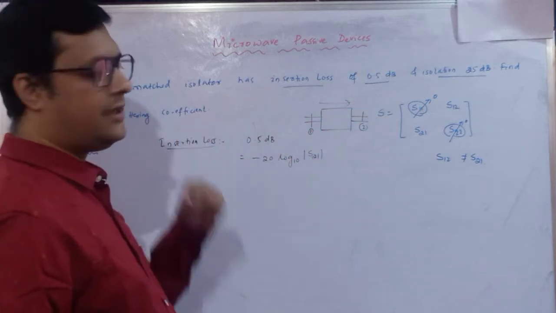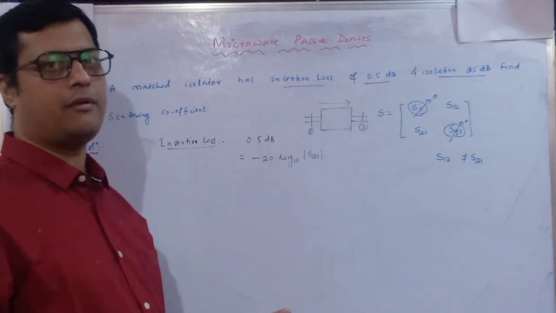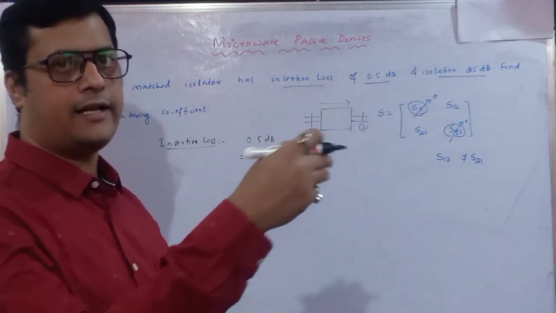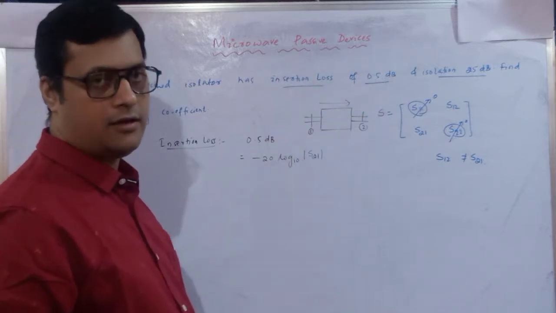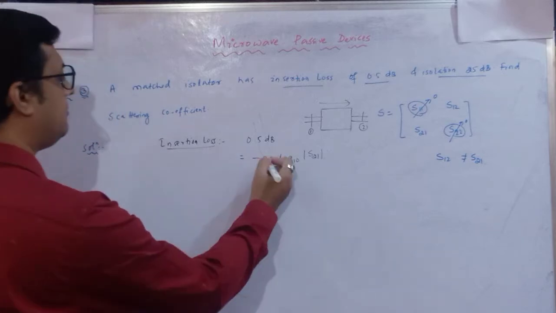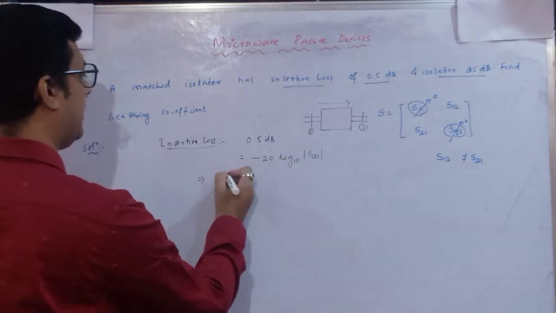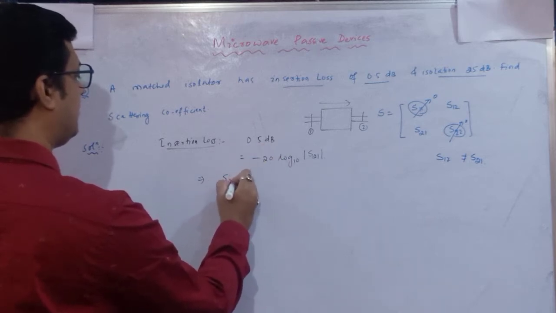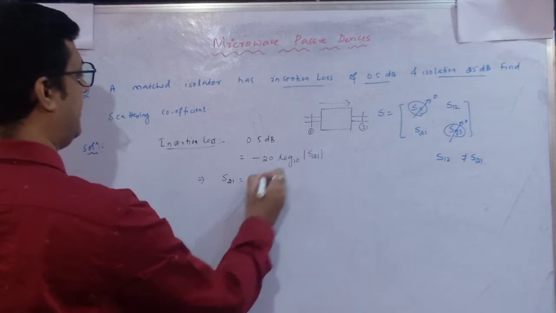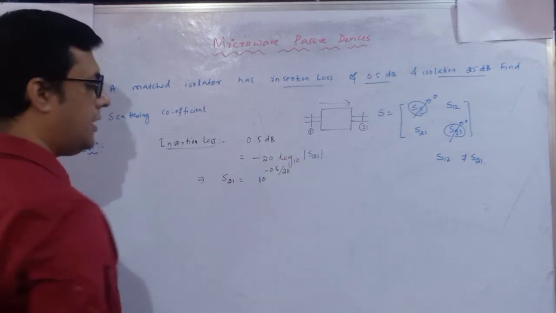Similarly, isolation means 2 to 1. Power will not flow from 2 to 1, so for that S12 will help us determine the isolation. Here it is minus 20 log base 10 S21. If you solve this, you will get S21 equals 10 to the power minus 0.5 divided by 20.